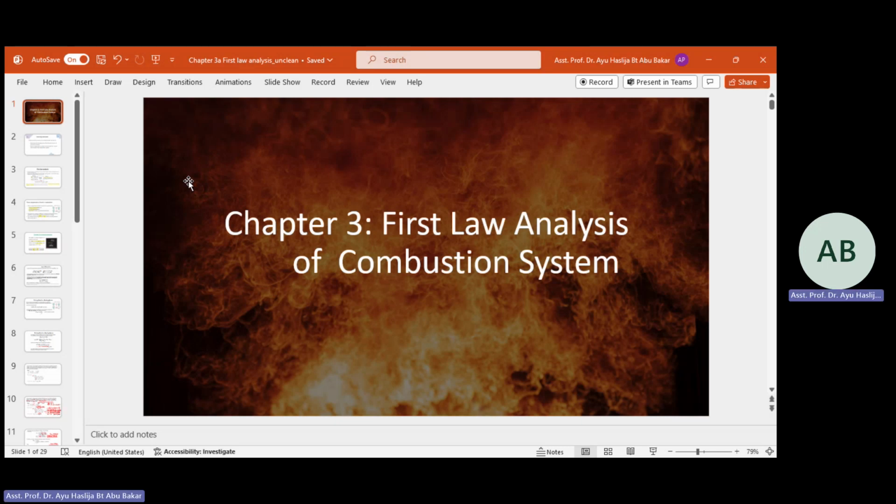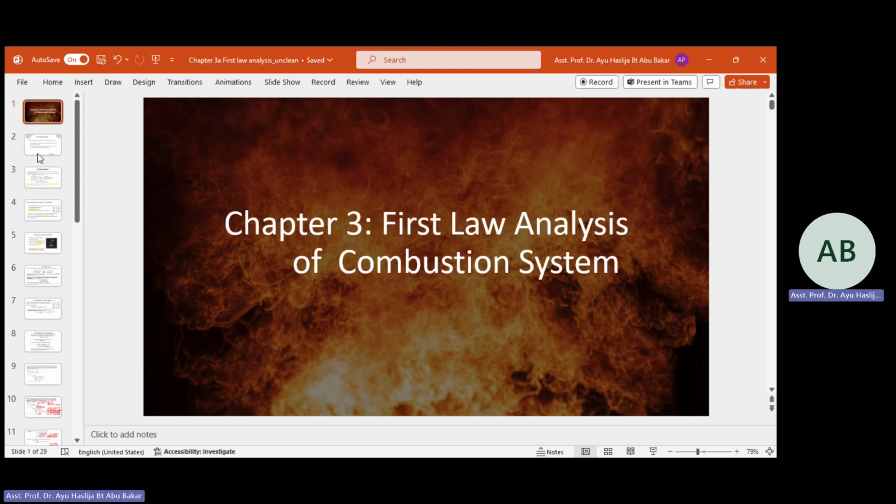Okay, just to recap, chapter 1 is the introduction part to fuel combustion, which you need to know how to do the fuel analysis, approximate, ultimate, everything. Identify your type of fuel. Okay, then find out your chemical formula for solid fuel. Okay, that one is chapter 1.